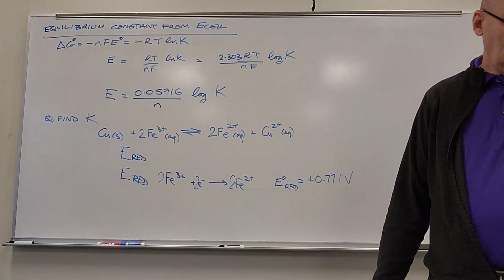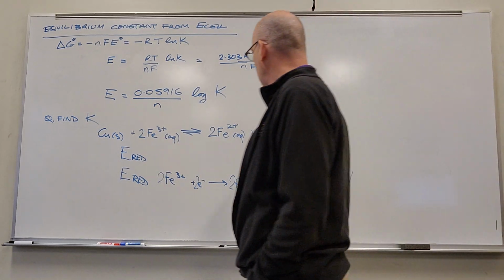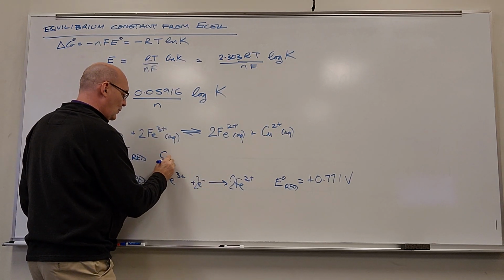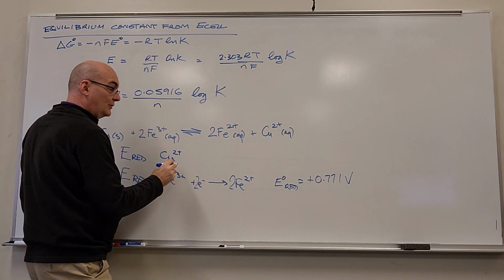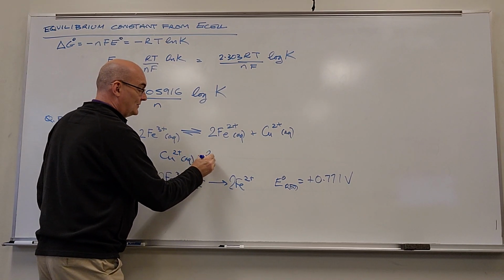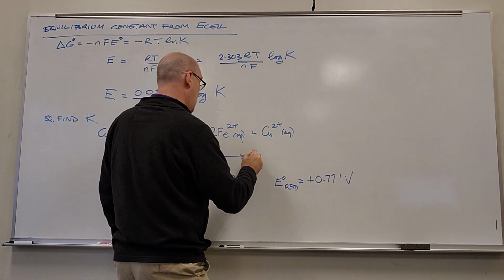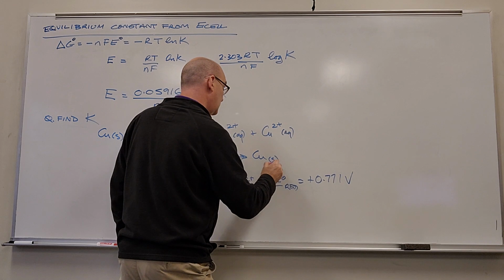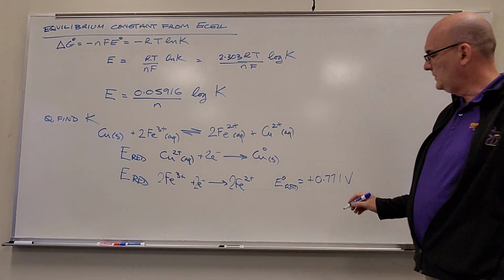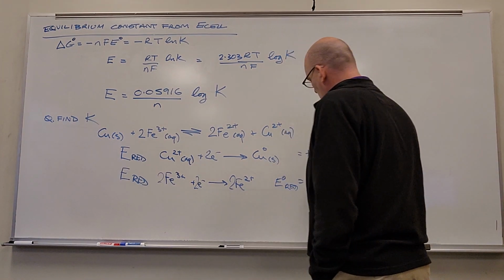Okay. And my other, I've got copper being oxidized to copper 2 plus. So when I write this as a reduction potential, as a half reaction, the copper 2 plus gains 2 electrons and becomes copper in the 0 oxidation state. And its reduction potential is plus 0.339.